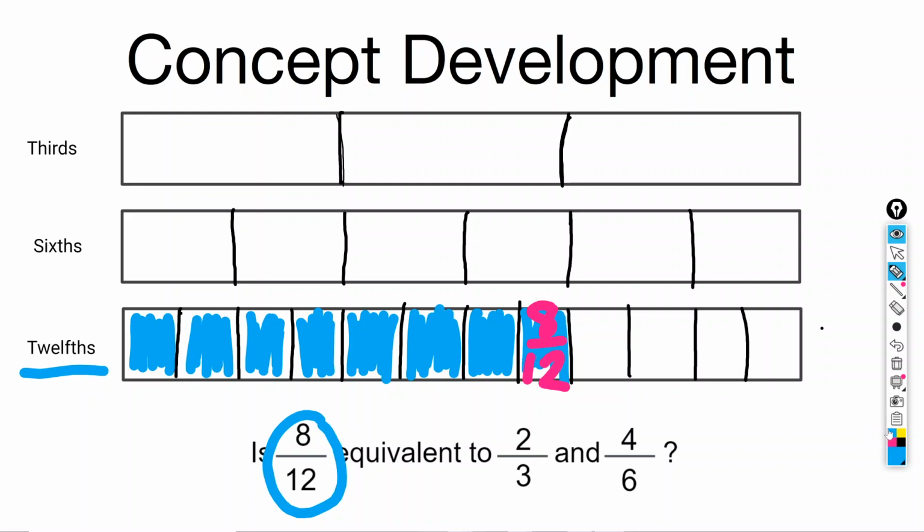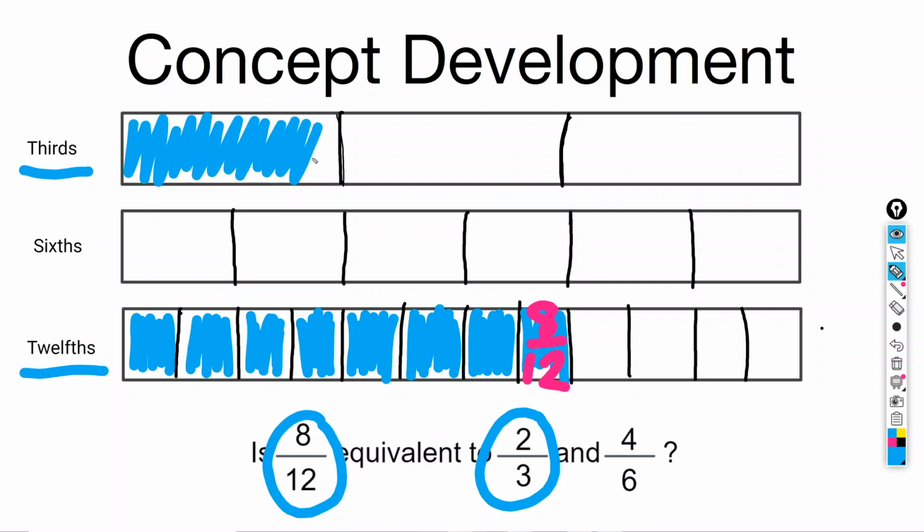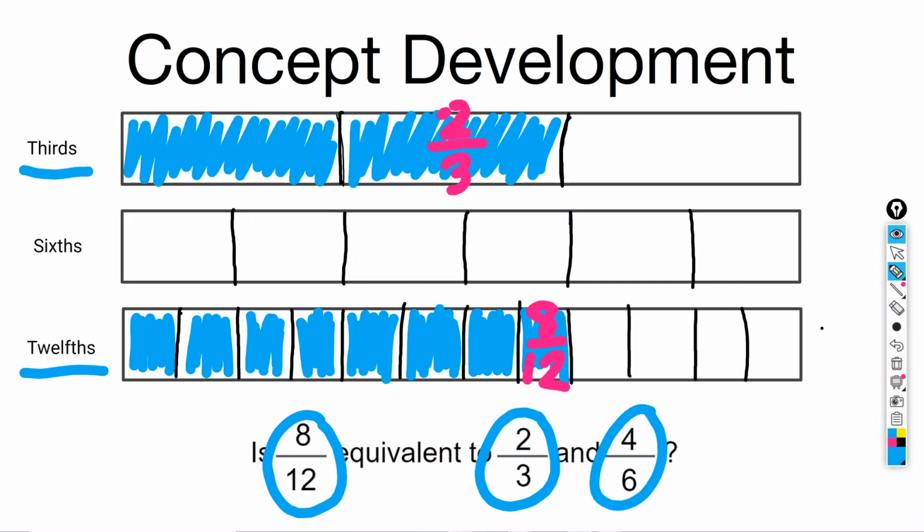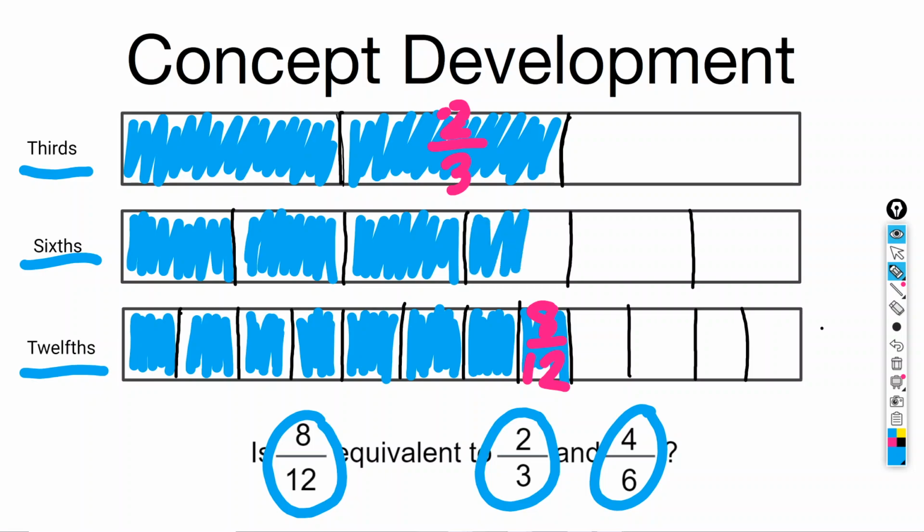So next, is 8/12 equivalent to 2/3? So I'm going to go to the thirds fraction strip. I'm going to shade two of them. 1, 2. And then I'm going to label that 2/3. Last one is 4/6. So I'm going to go to the sixths strip and shade four of them. 1, 2, 3, 4. And then I'm going to go ahead and label that 4/6.